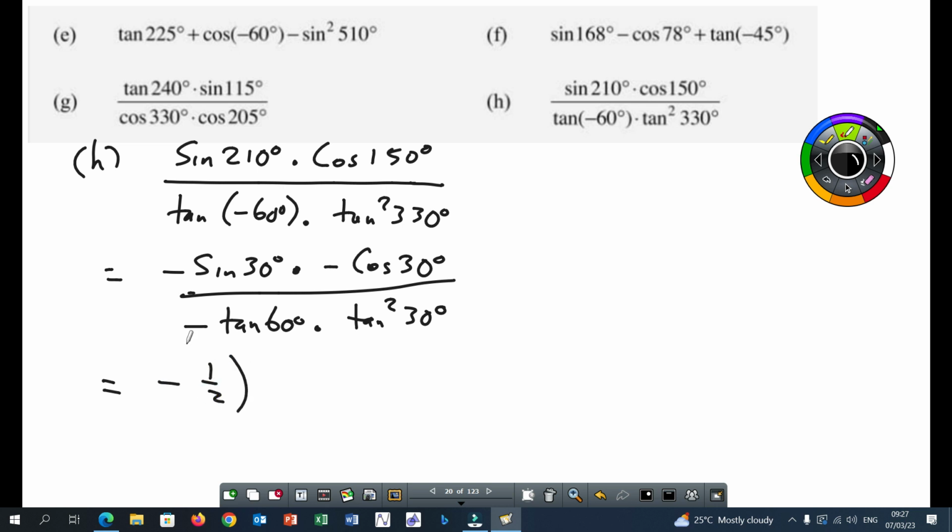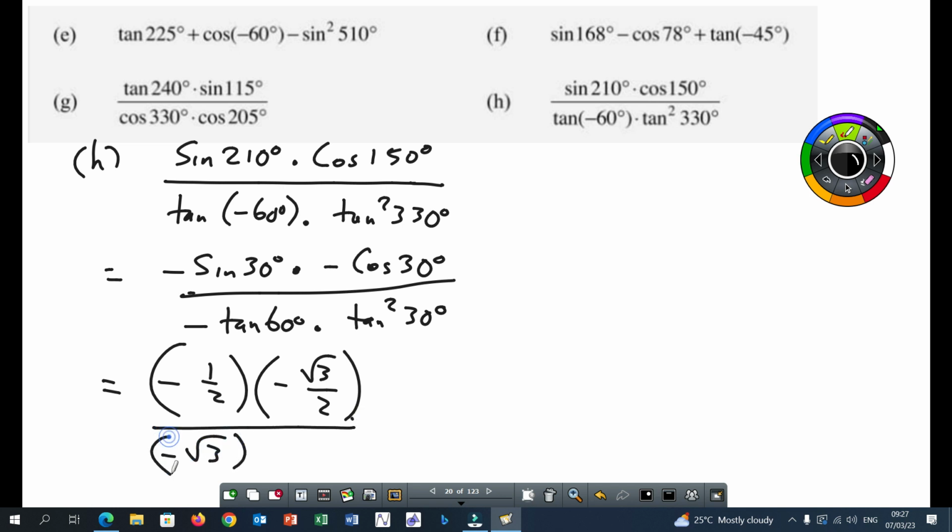Then now, application of special angles. You get minus a half times minus square root of 3 over 2. Tan 60, that's square root of 3, so you get minus square root of 3. Then tan 30 is 1 over square root of 3. Please don't write square root of 3 over 3 because that's a rationalized answer. So it will be 1 over square root of 3, squared.